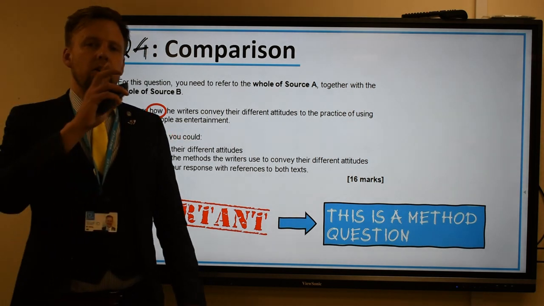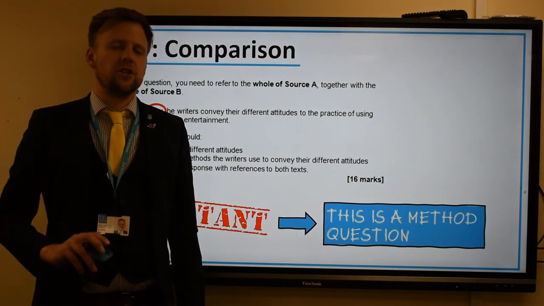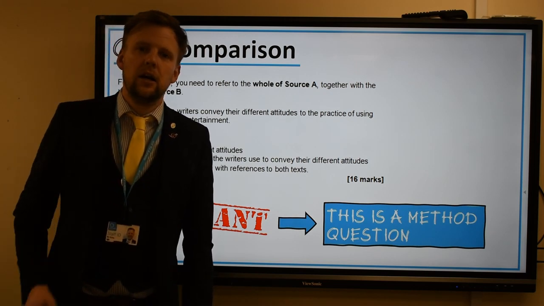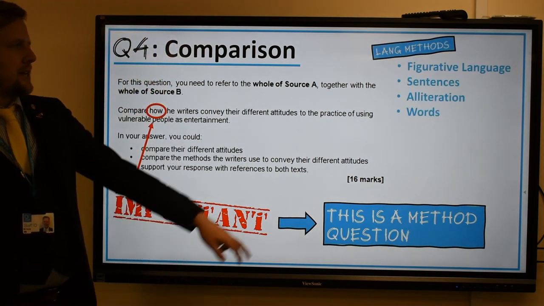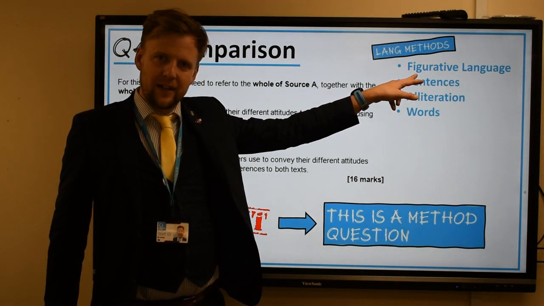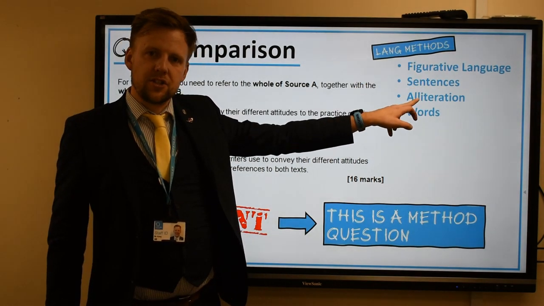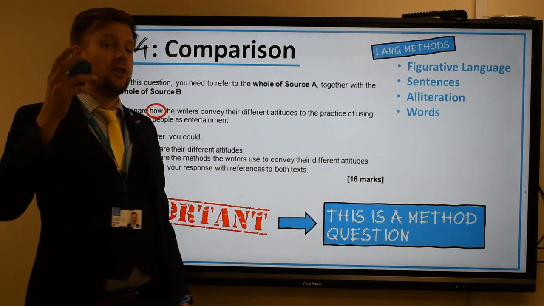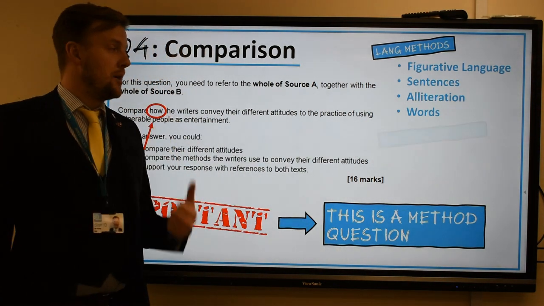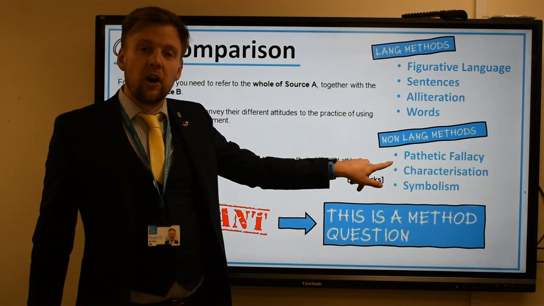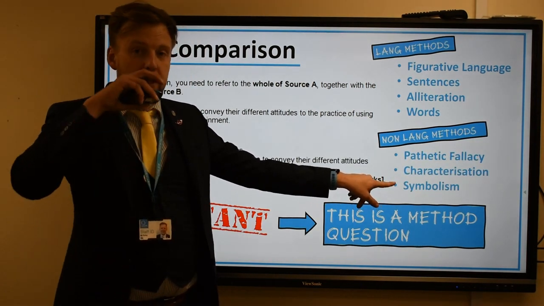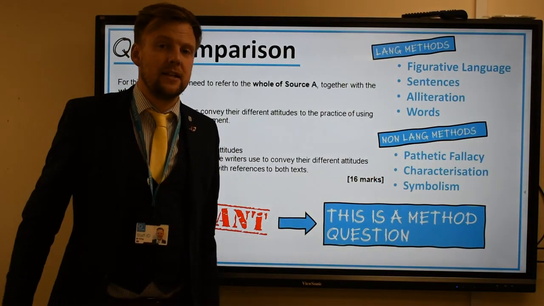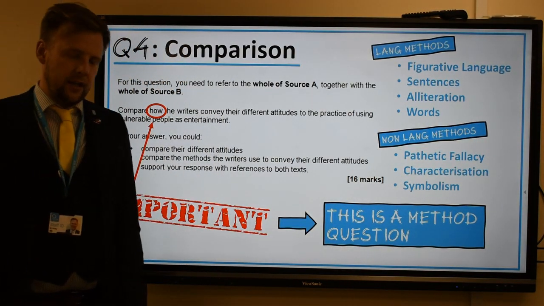Now, luckily, you guys know a group of methods that I guarantee are going to be in your texts. I don't even know what they are, but I guarantee that these texts will have some sort of figurative language, some sort of sentence types, some sort of alliteration, and some sort of word choices. They will also have the 3 non-language features we talked about in paper 1. You will probably find a character. You'll probably find something that could symbolise or represent something. You'll probably find some pathetic fallacy. These things will be in them.